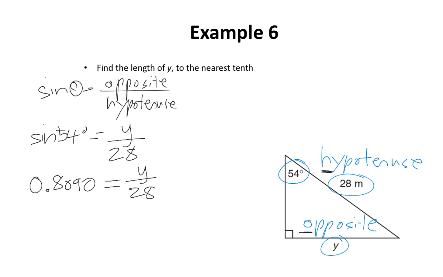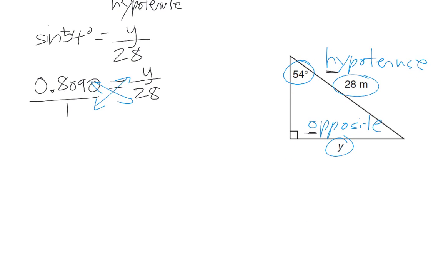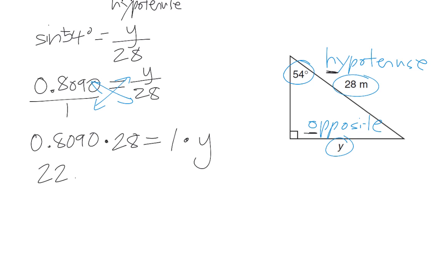Remember, you want to figure out what y is equal to. To do that, we're going to need to cross multiply. So what I have is 0.8090 multiplied by 28, and then 1 multiplied by y. So if you go ahead and do that in your calculator, 0.8090 multiplied by 28, you're going to get approximately 22.652, and anything multiplied by 1 stays exactly the same. So 1 times y is just equal to y.